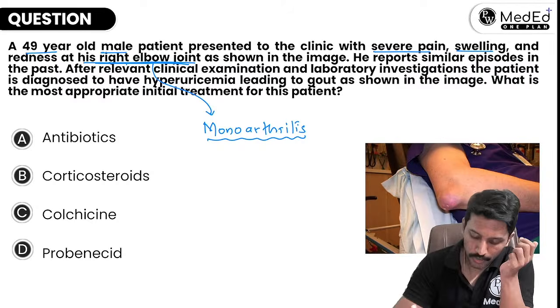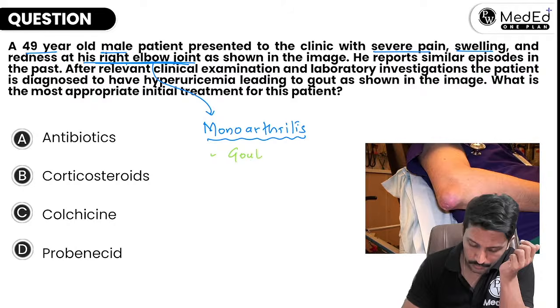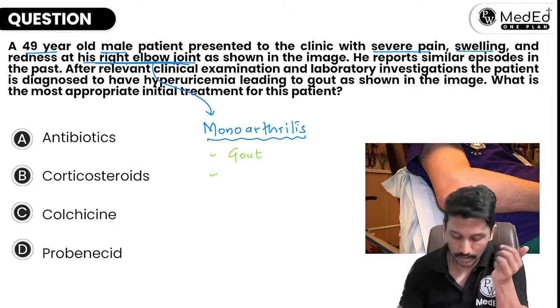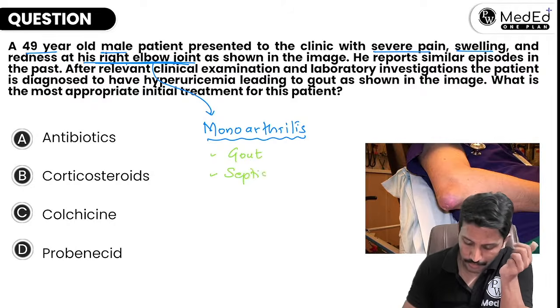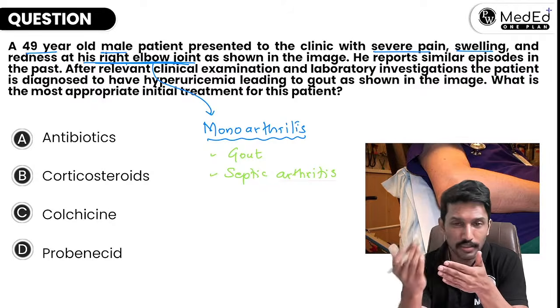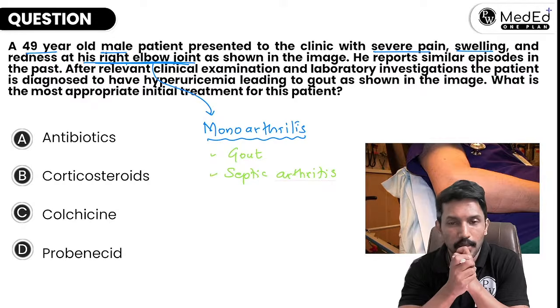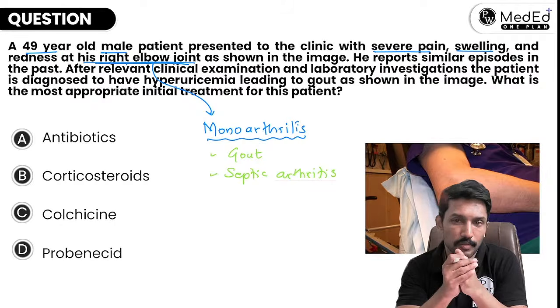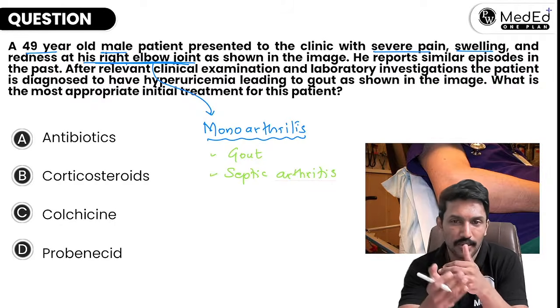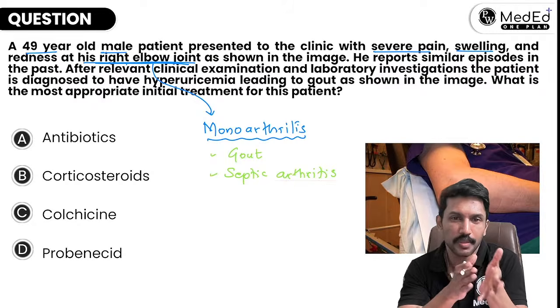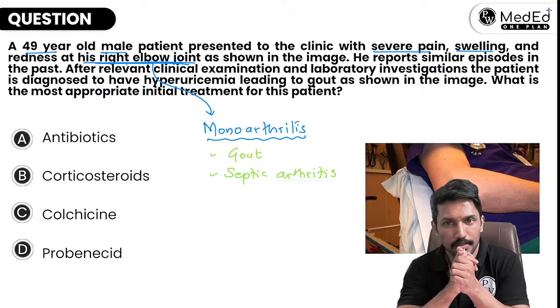Right. So tell me, where do we get monoarthritis? Gout is one cause. Okay. Then the other condition is septic arthritis, where there is infection of the joint. Septic arthritis. Your rheumatoid arthritis is polyarthritis. All your enteropathic arthritis is polyarthritis. Then spondyloarthropathies, including Reiter's, that is oligo to polyarthritis. SLE arthritis is polyarthritis. So if you're thinking about mono, you should be thinking about gout or septic arthritis.